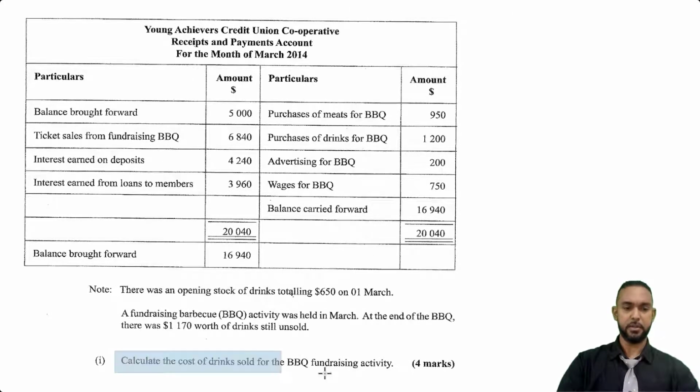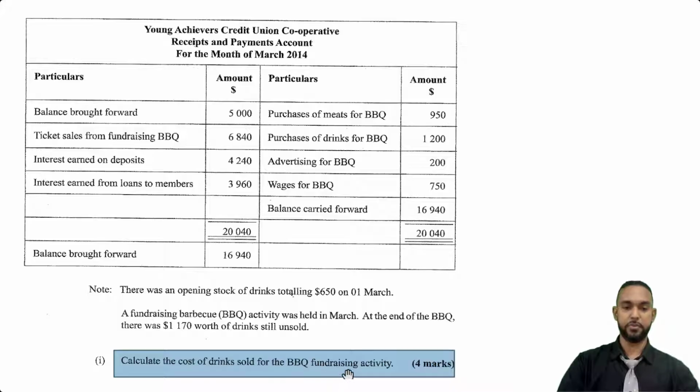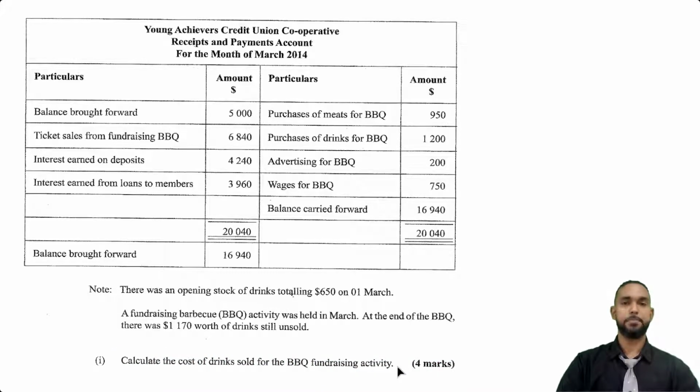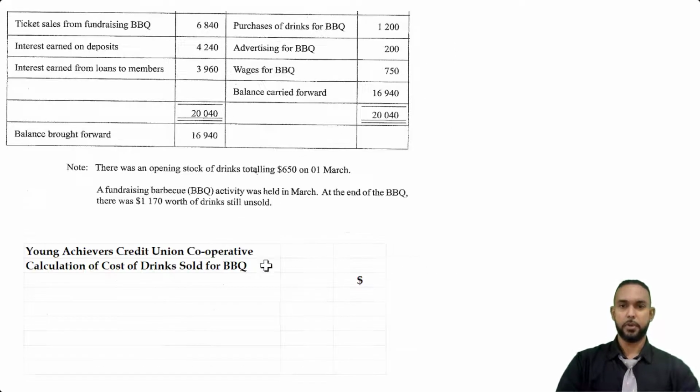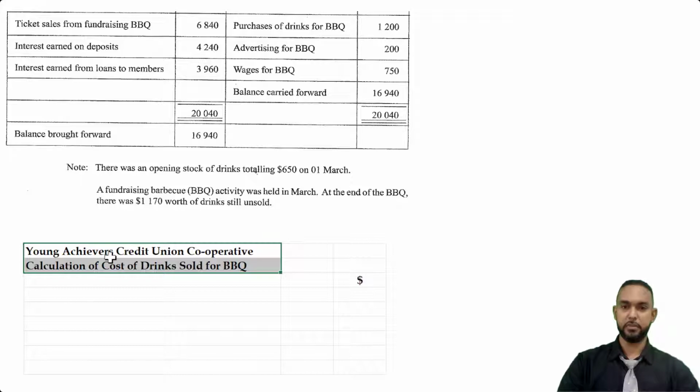The first thing I'm seeing is they want us to calculate the cost of drinks sold for the barbecue fundraising activity. That's basically like calculating a cost of goods sold in an income statement. So let's take a look and see how that looks. Don't forget to head up whatever it is you're doing: name of the entity, name of your statement.